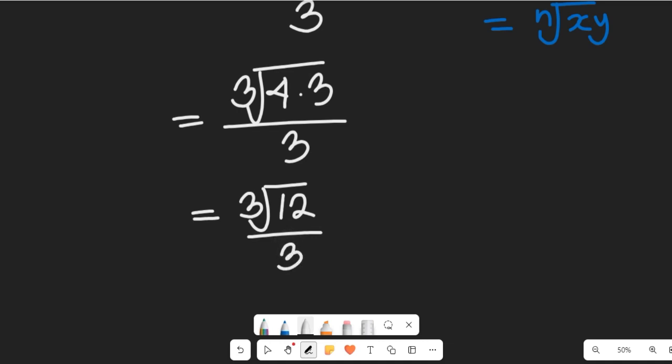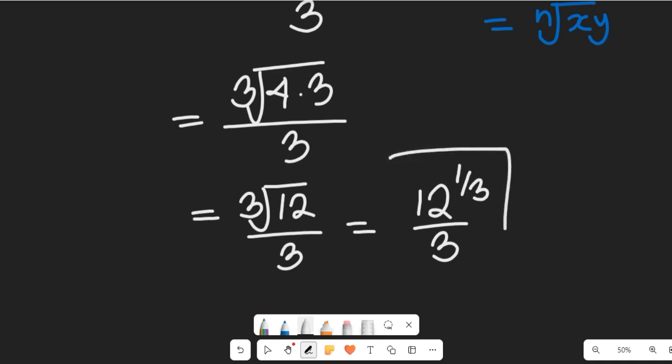Now we can write that as 12 to the power of 1 divided by 3, all divided by 3. Now this is simplified to the lowest term. So this becomes the solution to that question given to us up there.